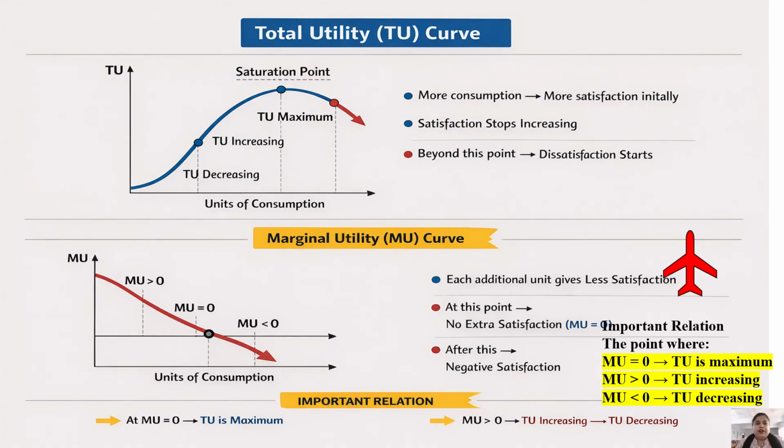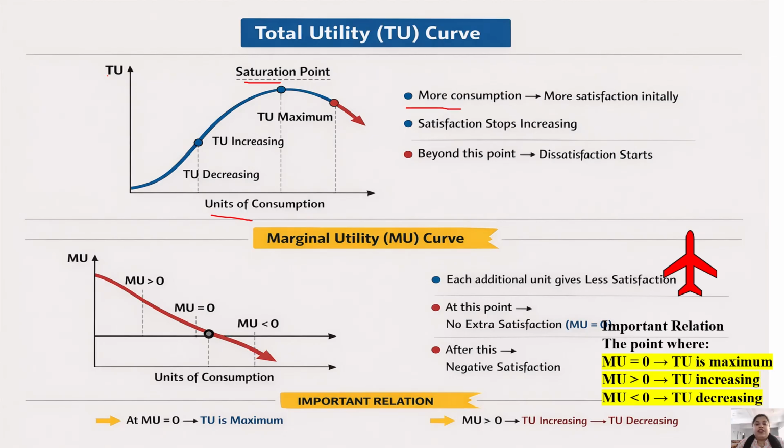Now, let's see the total utility curve. Total utility is on the vertical axis, and marginal utility is also on the vertical axis, and on the horizontal axis we take the units of consumption. As you know, firstly total utility is increasing, but after a certain point it reaches a saturation point where total utility increases at a decreasing rate. Let's see the condition first. When the consumer takes 1 slice of pizza, they get the maximum utility of 10 units.